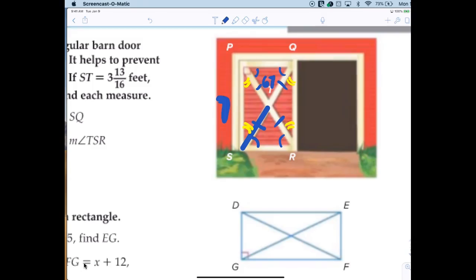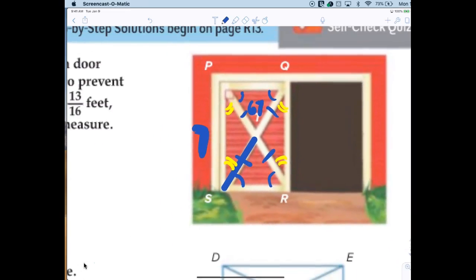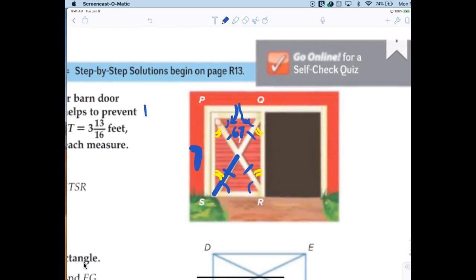Now, how do I find, let me try to blow this up a little bit more, how do I find these two angles right here? What are those two angles? How do I figure it out? Do 180 minus 67 and divide by 2. That's all it is. Everybody agree with that? Somebody tell me what that is. Thank you, 56.5 degrees.